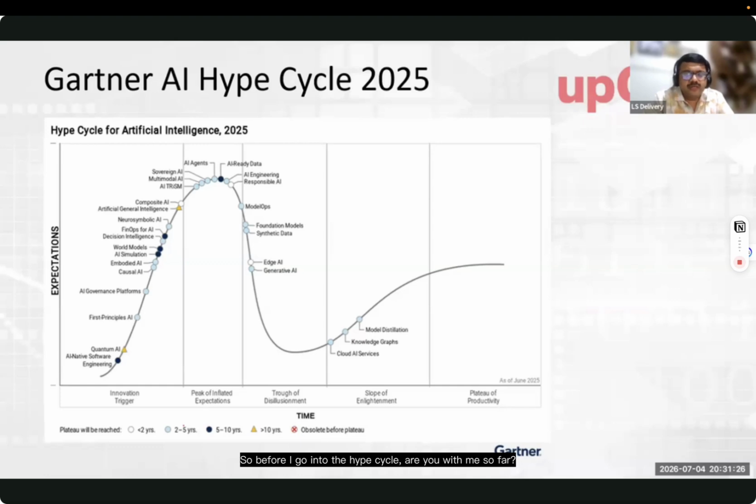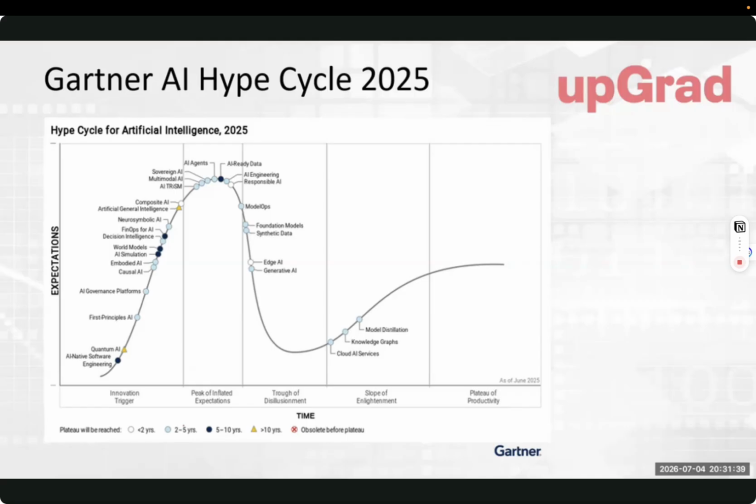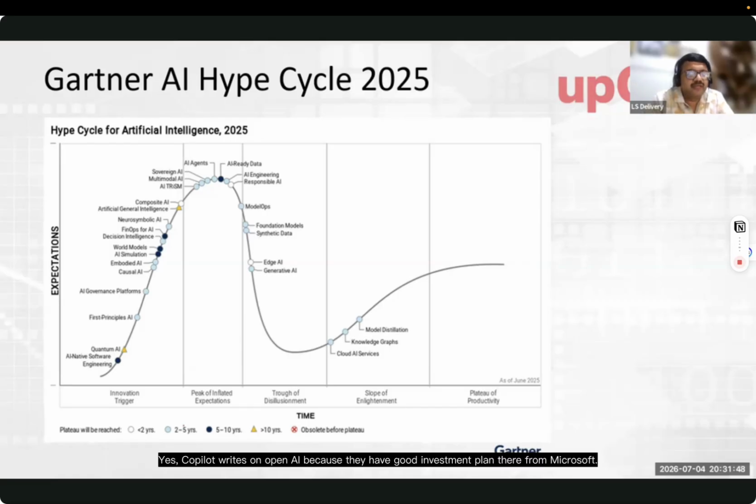So before I go into the Gartner hype cycle, are you with me so far? Is the pace okay? In the second half of it, are you able to follow? Am I repeating anything and boring you with what you know? Good enough. Okay, sure. Yes, Copilot rides on OpenAI because they have a good investment plan there from Microsoft.